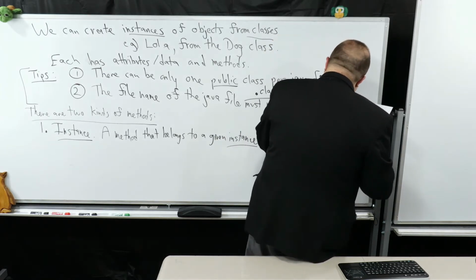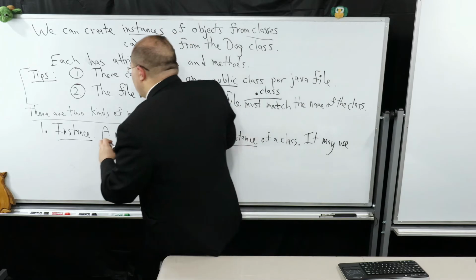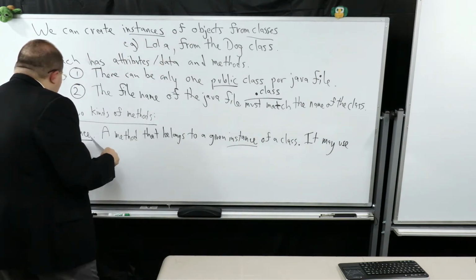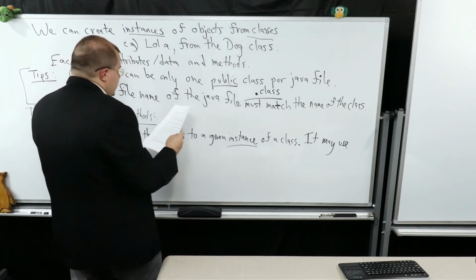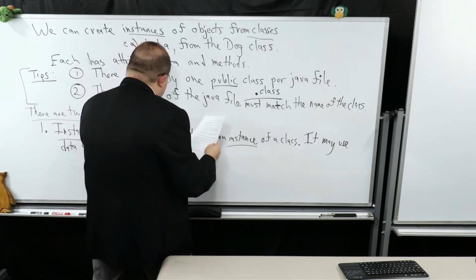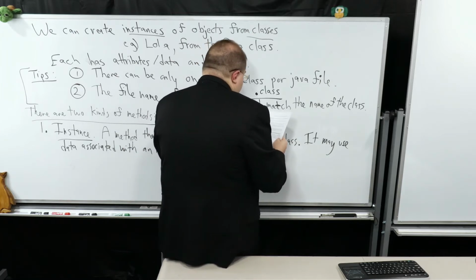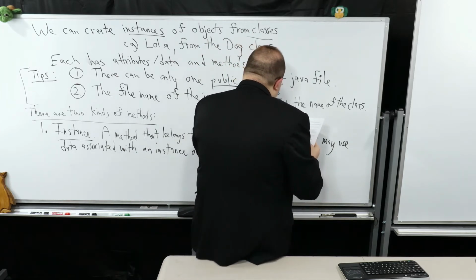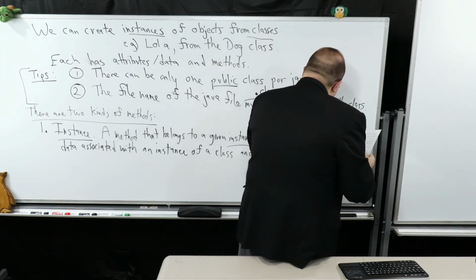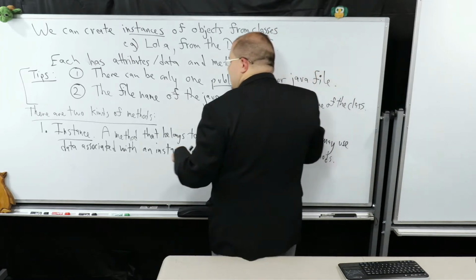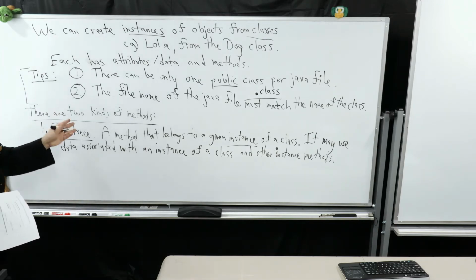The big thing I want you to be aware of is that it may use data associated with an instance of a class and other instance methods. So just be aware that there's these things called instance methods. They use data and attributes associated with an instance of a given class.